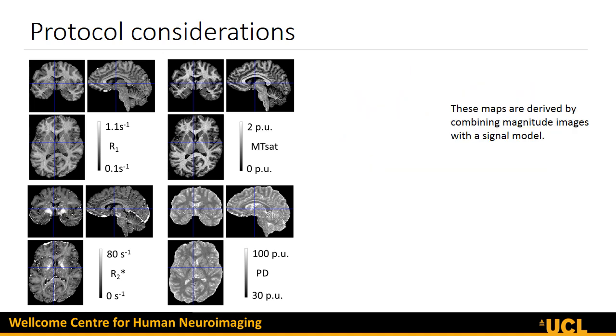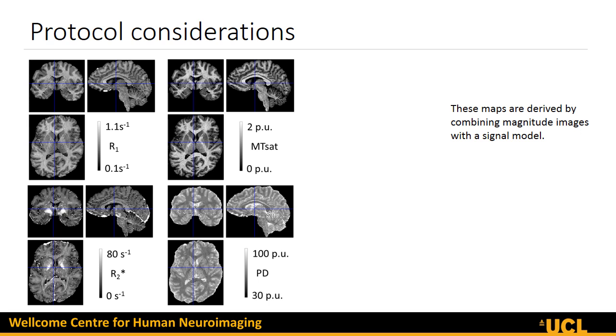These maps are derived by combining magnitude images with a signal model, or in fact multiple signal models, as well as incorporating calibration data that tell us about field inhomogeneities. And I'll show you a worked example later.